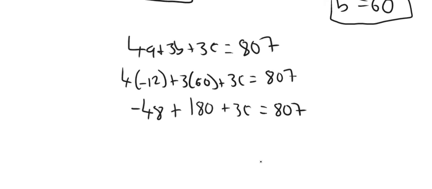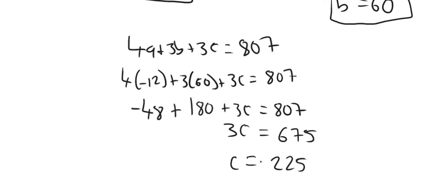If you bring over the minus 48, it becomes plus, bring over the 180 becomes minus, we should get 675 equals 3c, and then we just have to divide by 3. So a good bit of calculator work here, so 225. Yeah, that makes sense, doesn't it? So c is 225. So I've worked out a, b, and c.